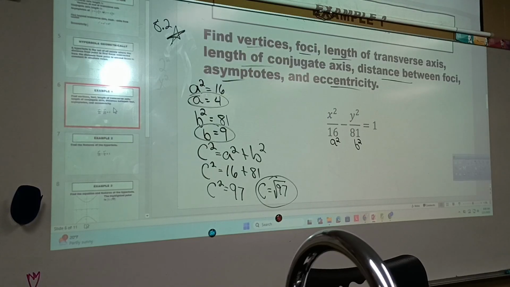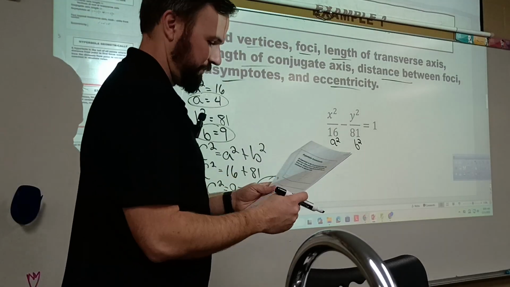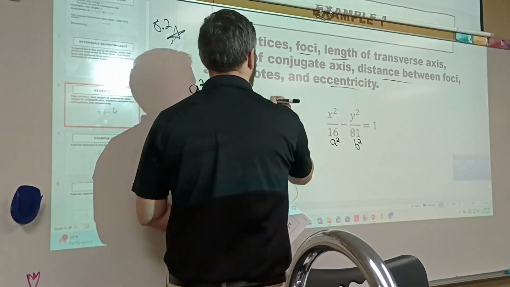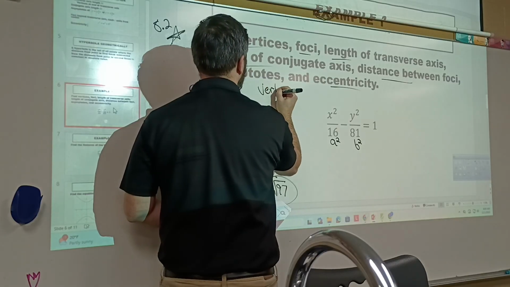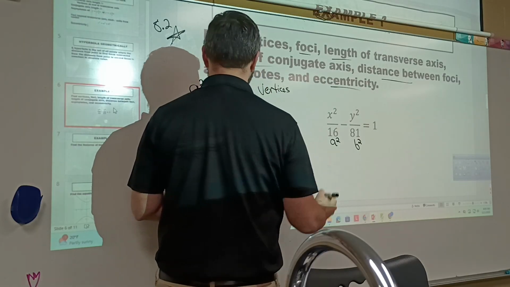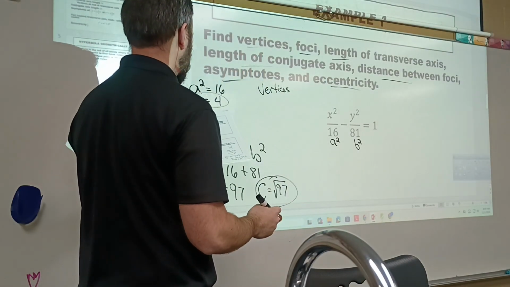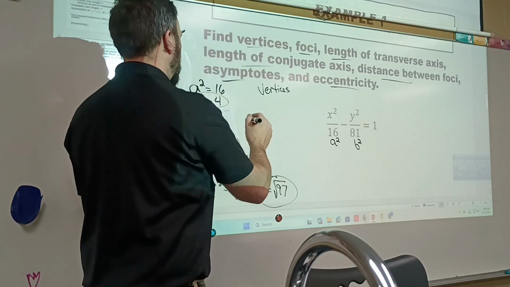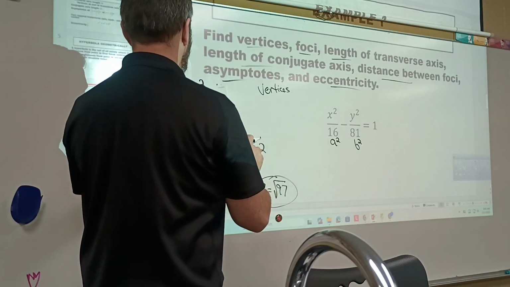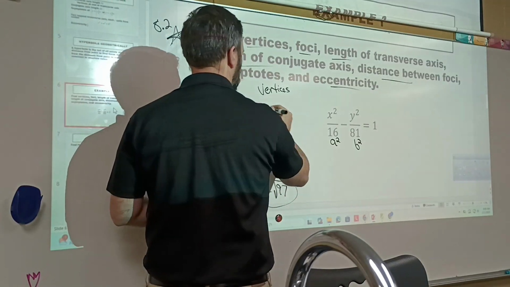All right. So now we have our a, b, and our c. And now we're just going to start plugging and chugging along on our different formulas. So the thing we're going to start with first is finding our vertices. Now, because x is first, our vertices are going to open up to the left and right. And they're going to be on the x-axis because that's where our center of our graph is.